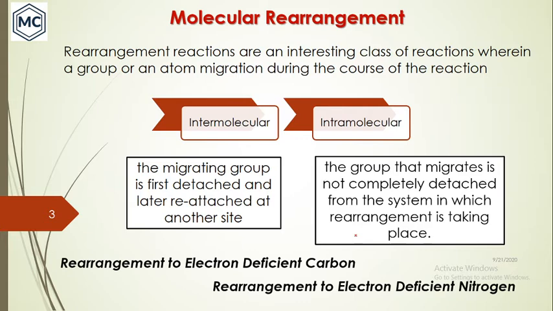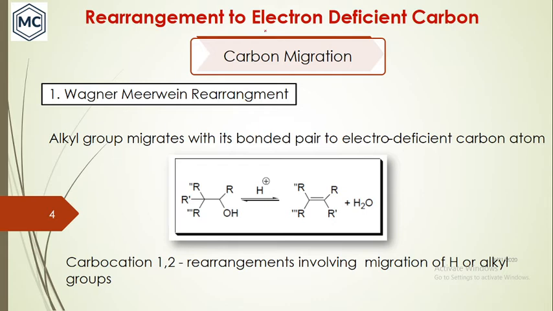And this kind of migration can occur to electron deficient carbon sometimes, or electron deficient nitrogen, or electron deficient oxygen, or in some cases electron rich carbon. And we are going to discuss first the rearrangement that occurs to electron deficient carbon atoms, and this type of rearrangement where the carbon migration occurs. First example is our today's topic, Wagner Meerwein.